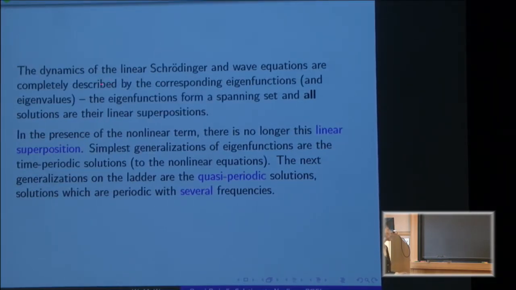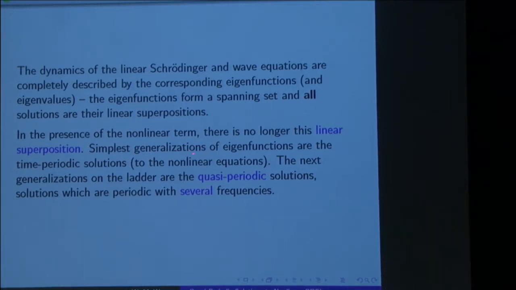And the dynamics of the linear Schrodinger and wave equations are completely described by the corresponding eigenfunctions and eigenvalues. Because these are linear equations. And the eigenfunctions form a spanning set, and all solutions are their linear superpositions. In the presence of the nonlinear term, there is no longer this linear superposition because it's a nonlinear equation. And the simplest generalizations of eigenfunctions are the time periodic solutions to the nonlinear equations, right? Are you familiar with this?